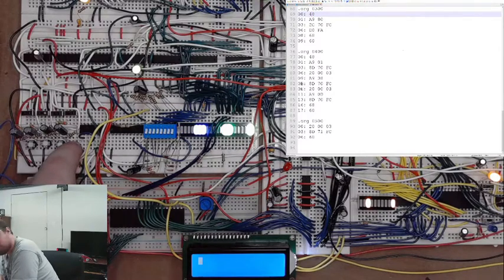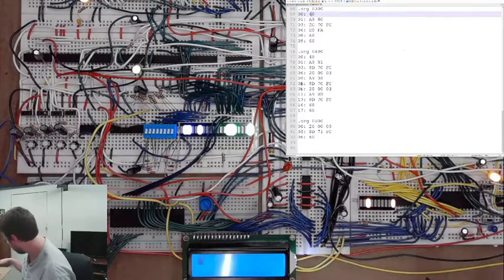8D. 7, 0. FC. 2, 0. 0. 3. A9. 0D. And this would be like 8D. 7, 0. FC. 6, 8. 6, 0. End program. Okay, or end function. Okay.